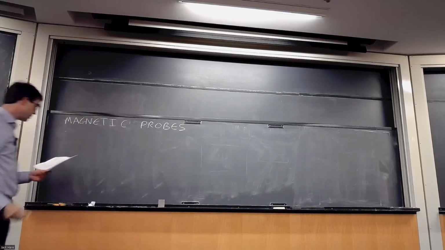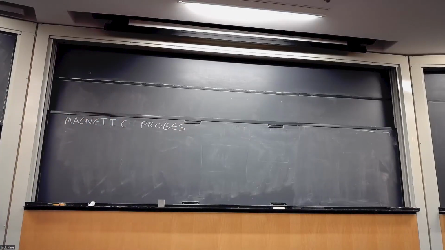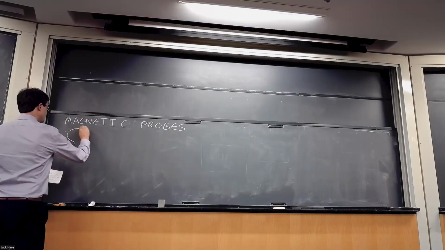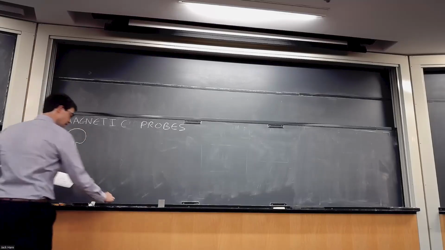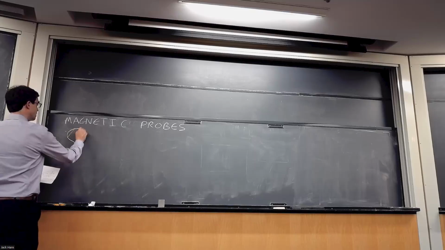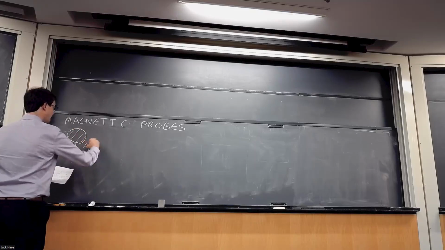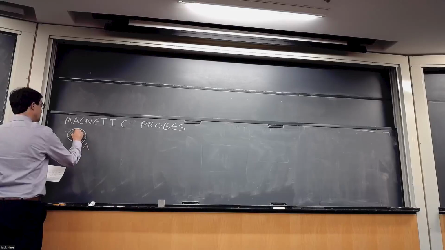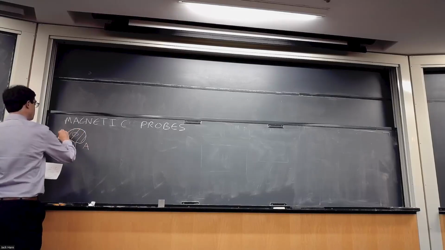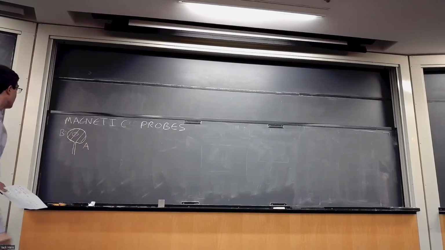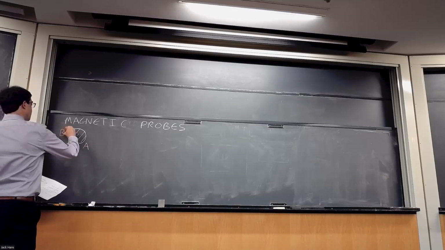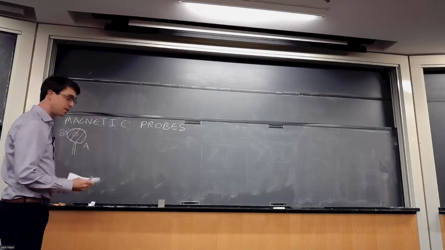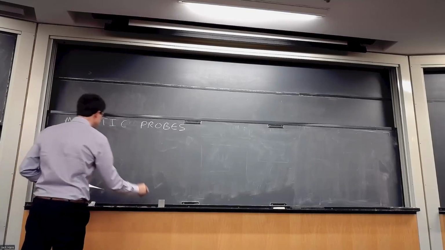So we'll start by considering just a simple loop of wire. So let's imagine we have a loop of wire like this. It's got some area A, and it's got some magnetic field pointing out of the page, B, like this. And we can imagine that this is a time-varying magnetic field, B of time here. Okay?